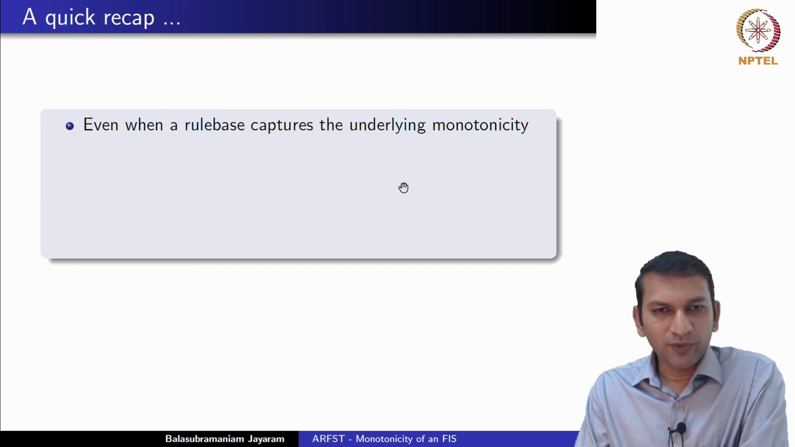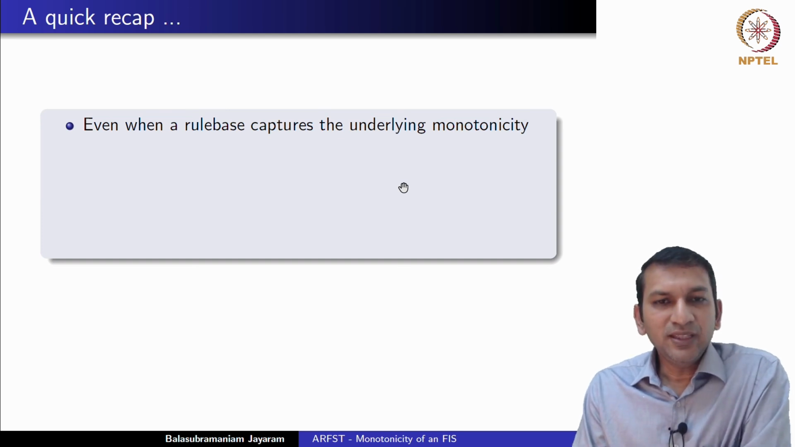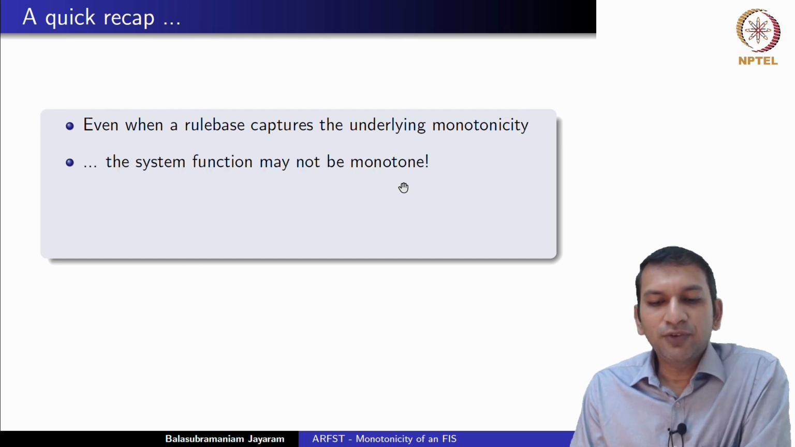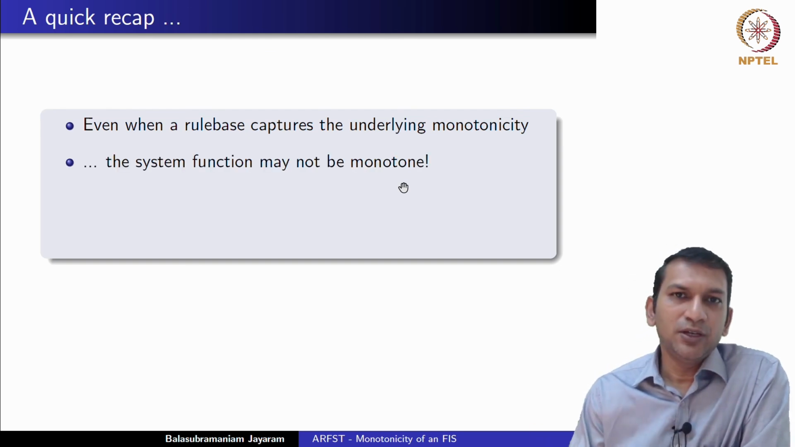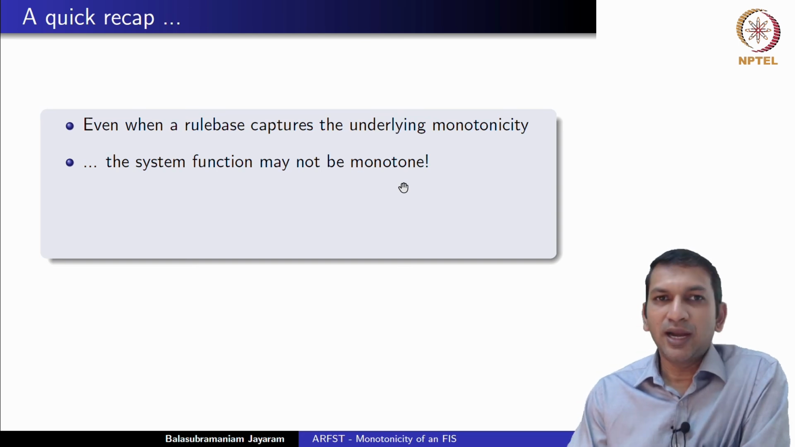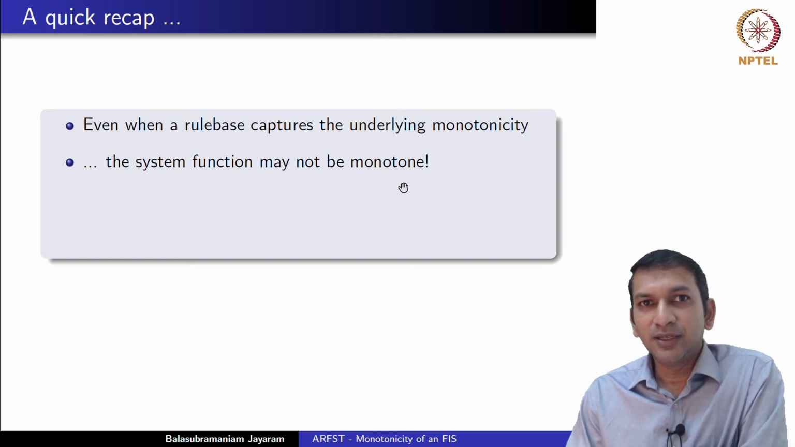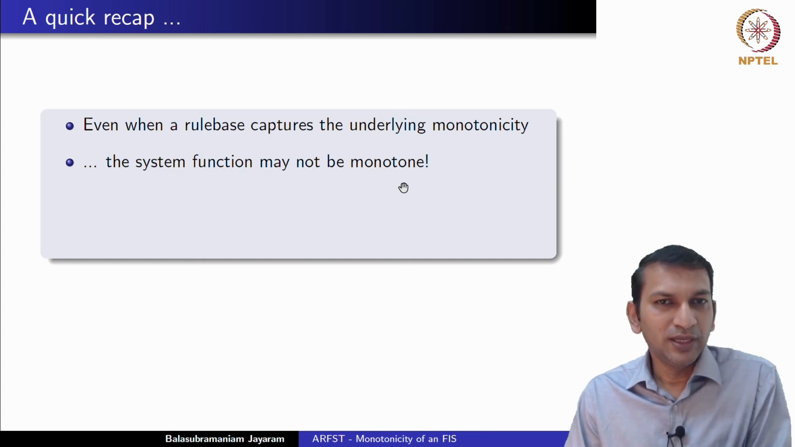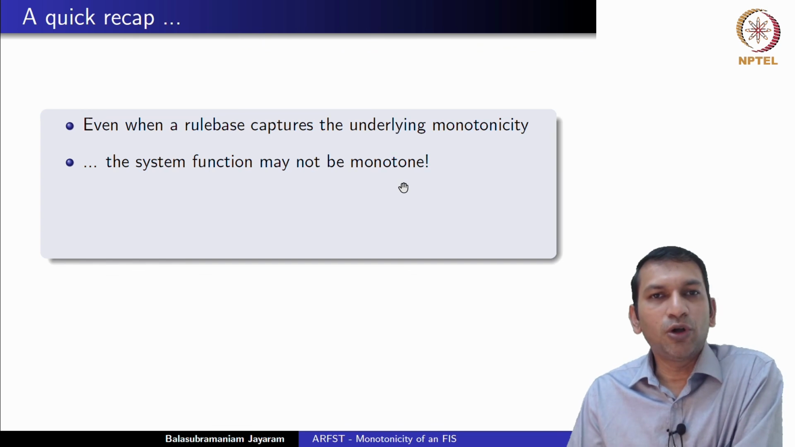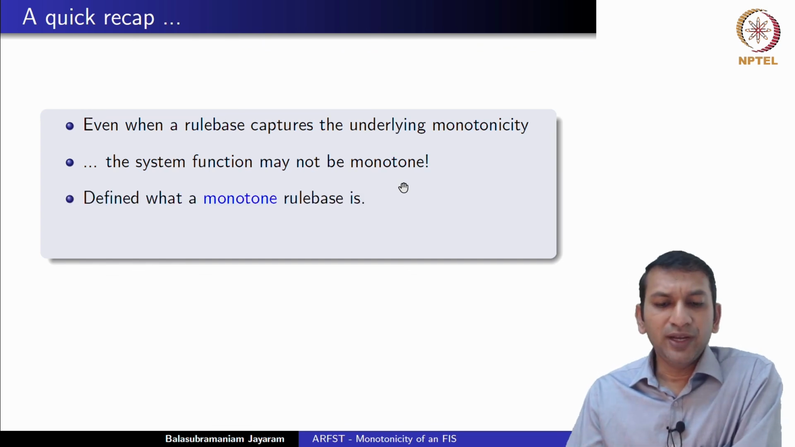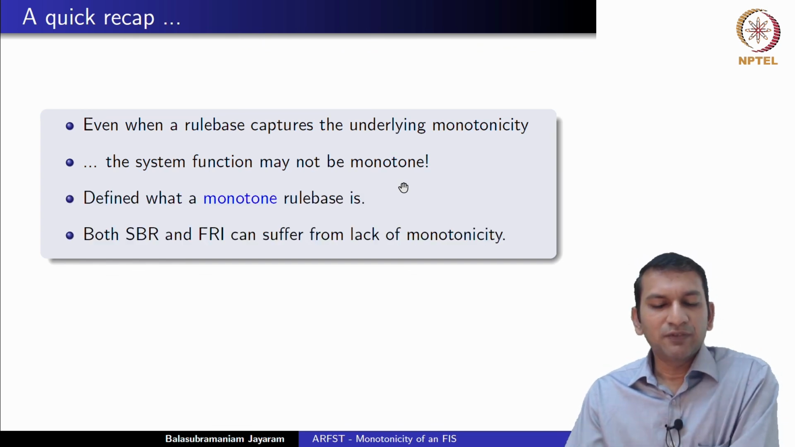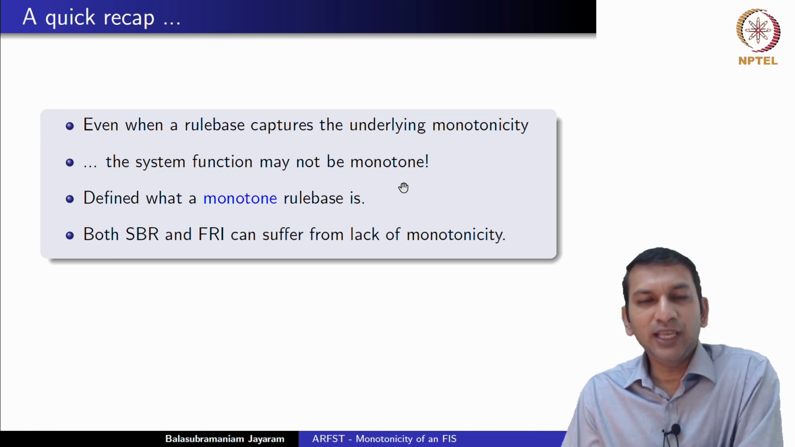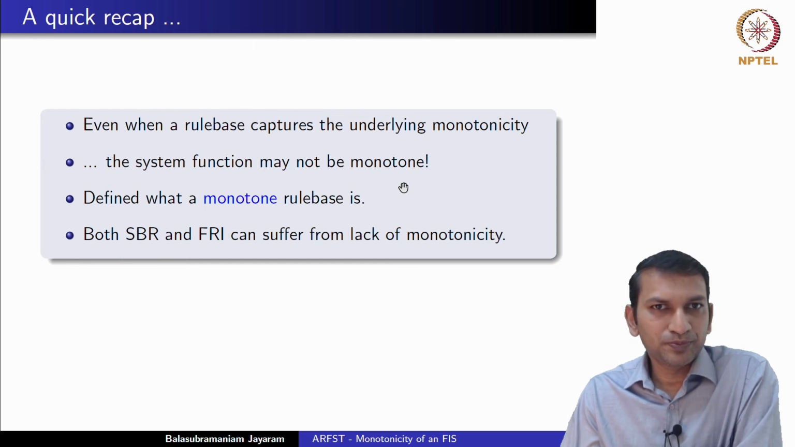A quick recap of what we have seen so far in this lecture. We have seen that even when a rule base captures the underlying monotonicity, the system function may not be monotone. And remember, the rule base is the ground truth that is given to us, and if the antecedents and consequences are related through some kind of monotone relationship, then we expect the output function also to be monotone. We defined what a monotone rule base is, and we have seen that both SBR and FRI can suffer from lack of monotonicity even when the underlying rule base is monotone.